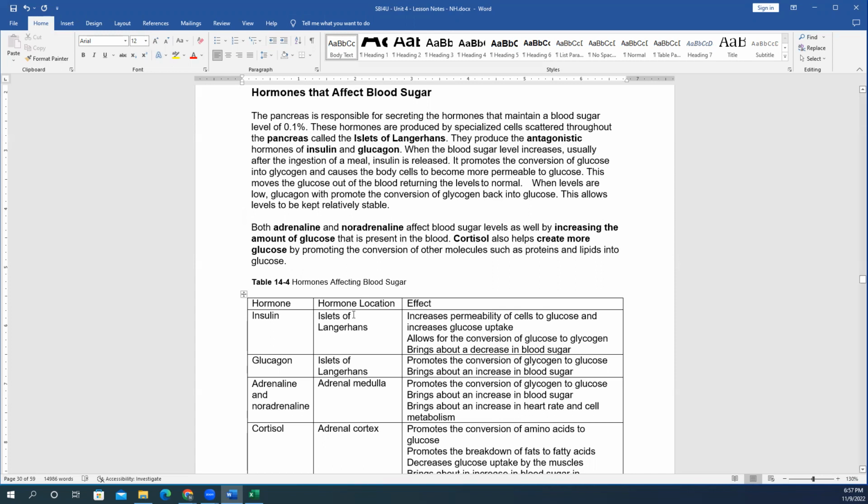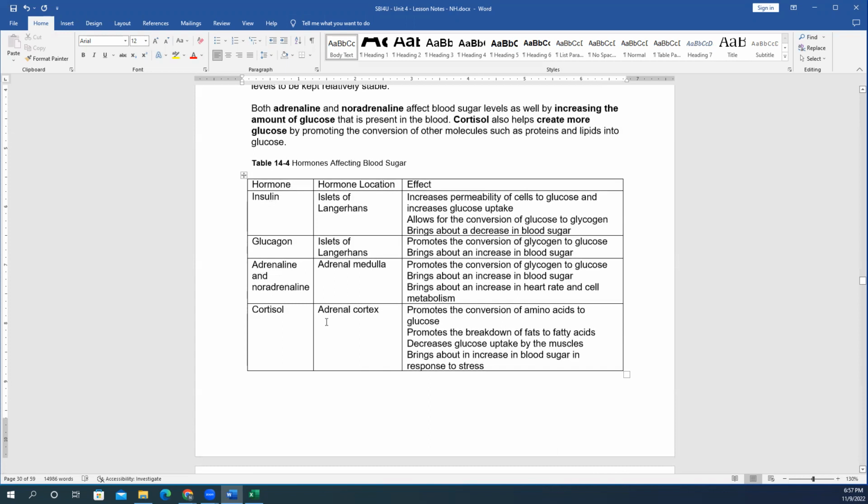And here in this table is a summary of the hormones that are involved in the control of blood sugar, where those hormones are located, and also what the effect of those hormones is. We've discussed all of these in detail, but they're summarized for you in this table for your review.